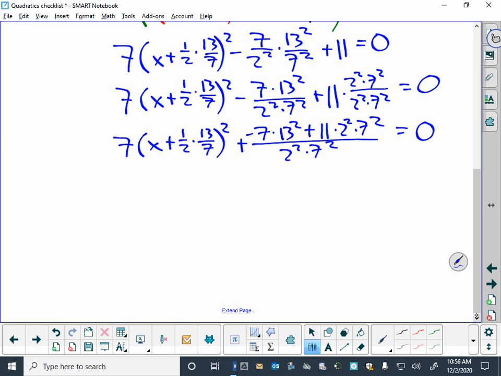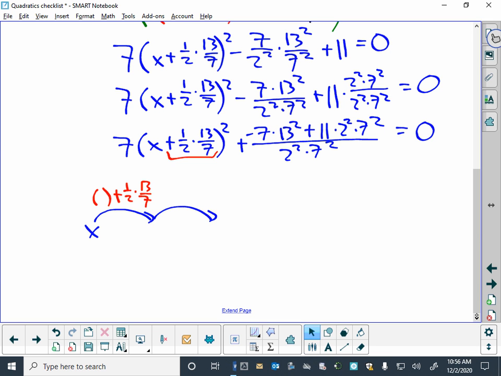So if I want to solve and find what makes this thing equal to 0, I start with the x, and the first thing that's happening here with the x, I can see right here, is that I'm adding 1/2 times 13 over 7. Okay. And then I get my parent function. That x plus 1/2 times 13 over 7 is getting squared. And then the next thing here is the multiplication by 7 out in front. And then finally I add this other massive piece on here.